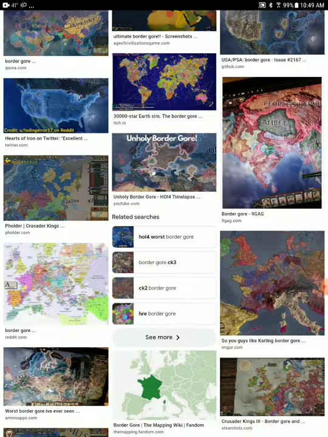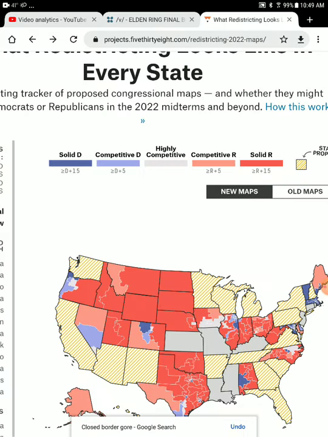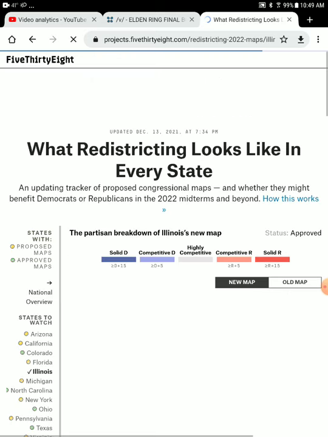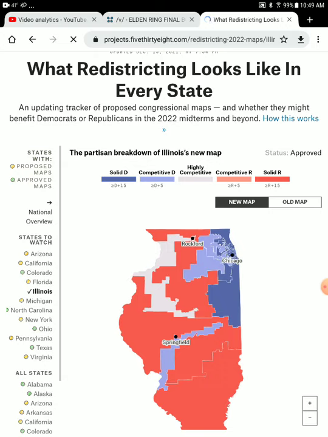But what about modern day border gore? Well, we have the redistricted maps of America, and some of these are actually approved maps. So we're going over some of these maps. The first one is Illinois. You're looking at the Illinois borders. You can already see there's some border gore.